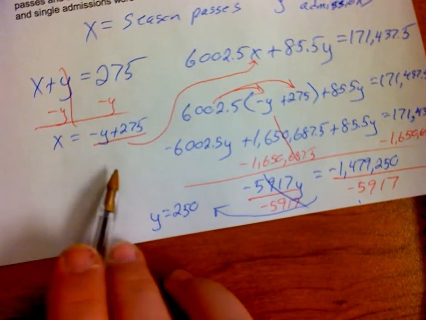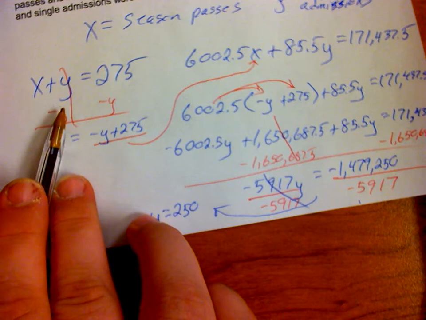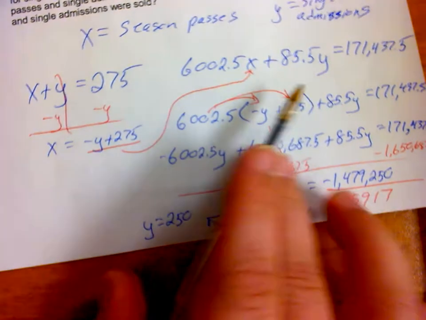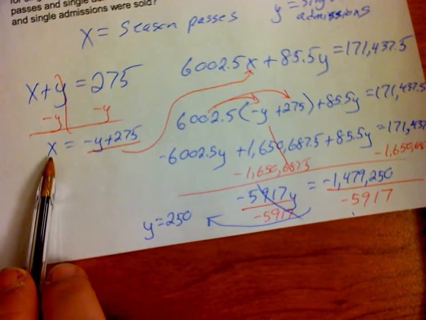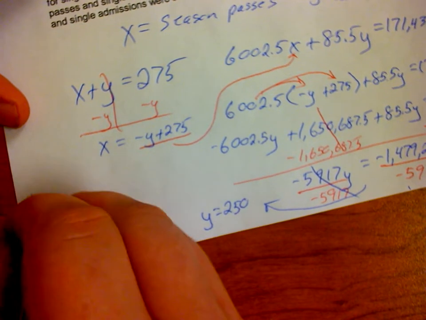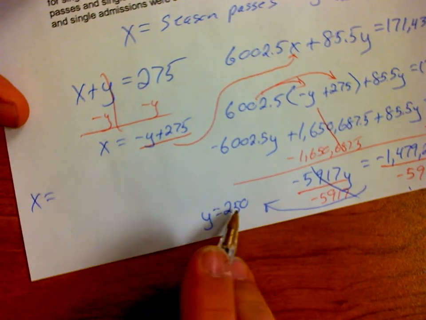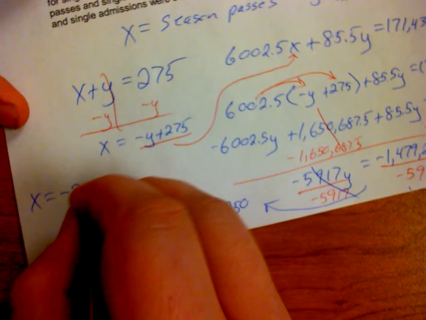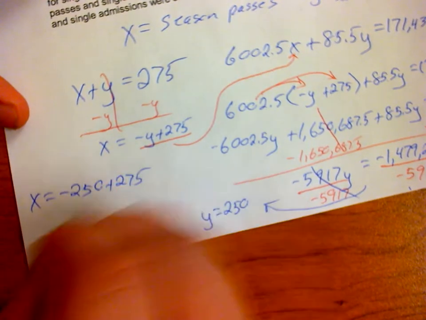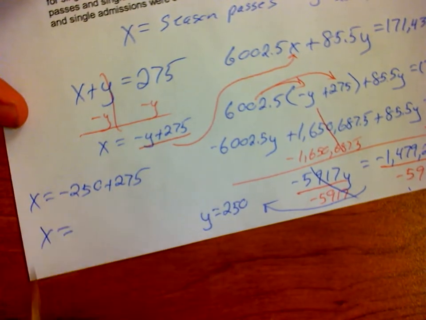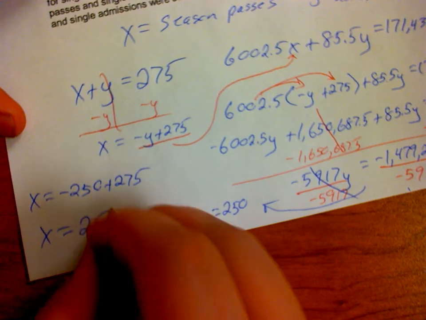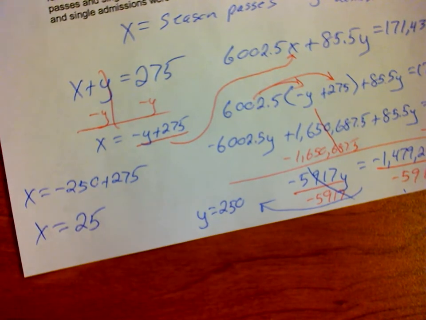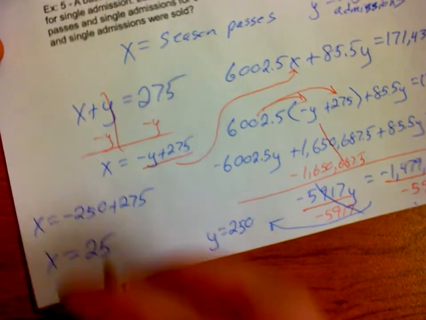Okay? Now all we need to do is plug this y value in for any of the equations. Now this one's already solved for x. Let's go ahead and maybe use this one. So x is equal to negative y, so negative 250 plus 275. In which case this ends up being a lot easier because negative 250 plus 275 ends up being a total of 25 there. Now what does all this mean?